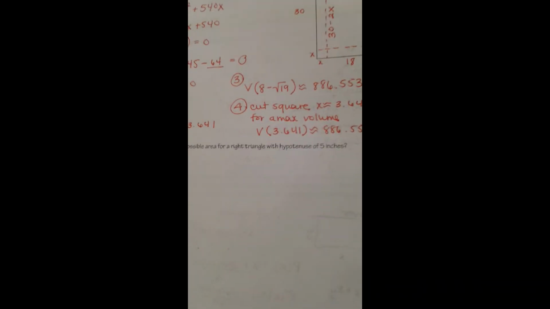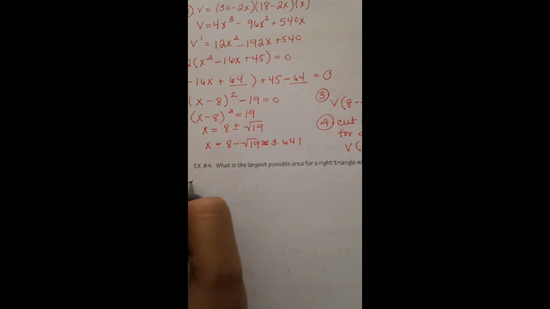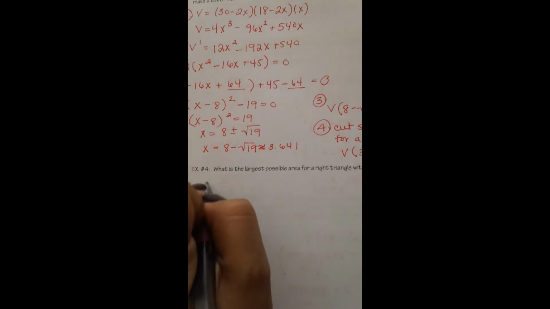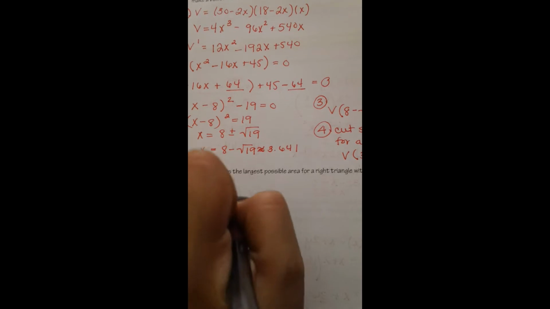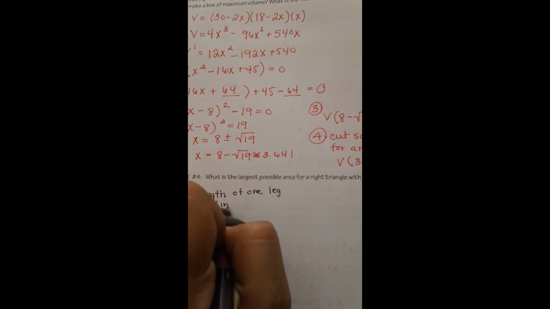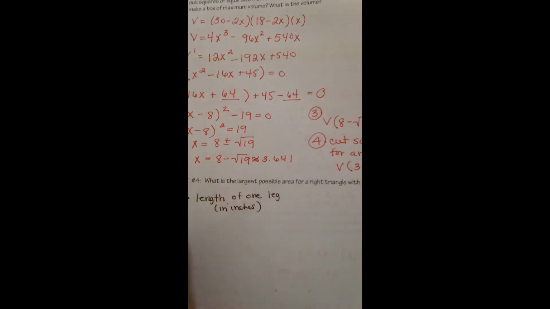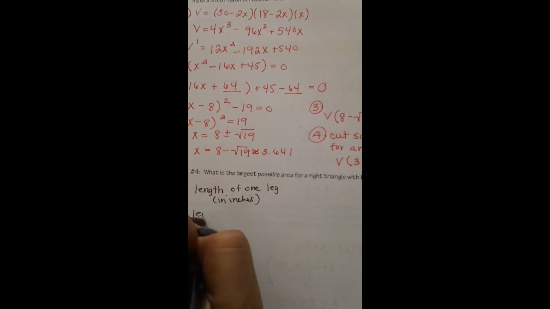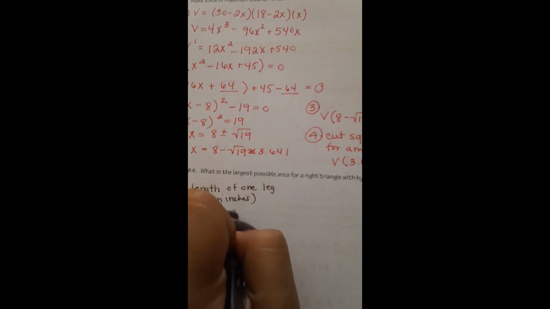The next question is asking us, what is the largest possible area for a right triangle with a hypotenuse of 5 inches? Well, we're going to call x the length of one leg in inches, and y the length of the other leg in inches.